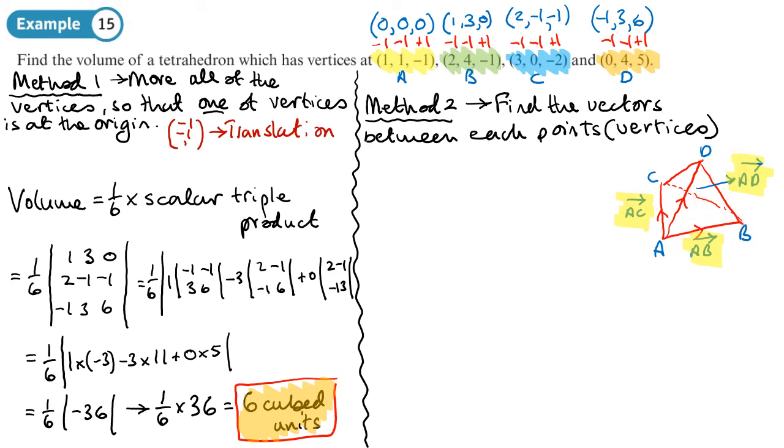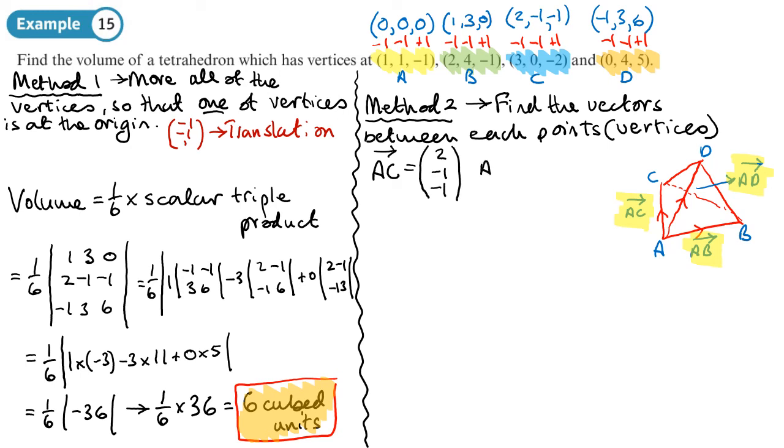So let's find each one of these vectors. So A to C. So whenever you do these, you could either do, if I was to do this, I could do C minus A, or just work out the jump from A to C. So A to C, that jump, first number goes up by 2, the second one goes down by 1, and the third one goes also down by 1.